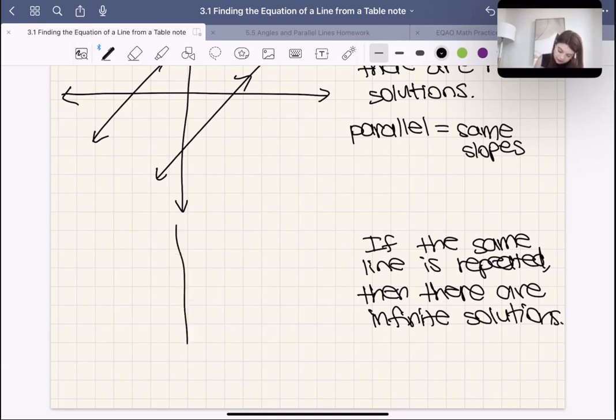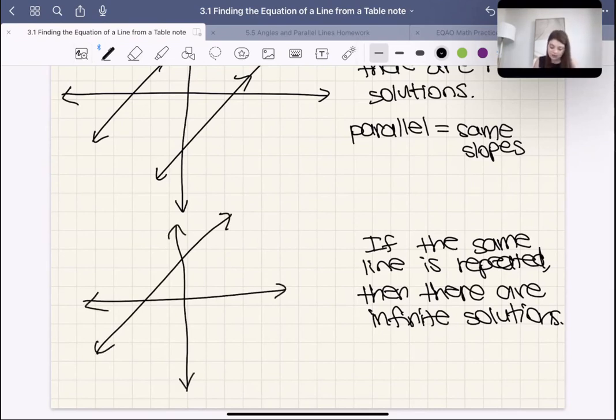Right? So if I have my grid here and then I have just the same line twice like this, or any line that's just the same line twice on top of each other, then there are infinite solutions, because any of the points on that entire line, which has infinitely many points, is going to be a solution.